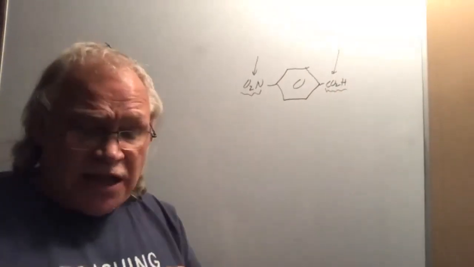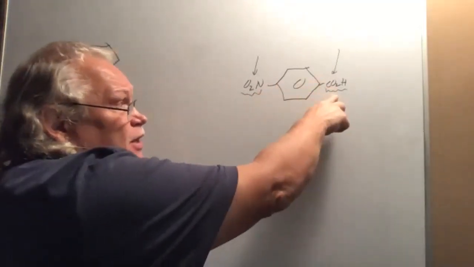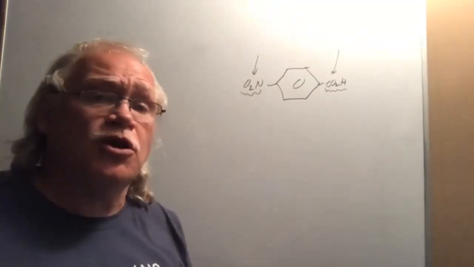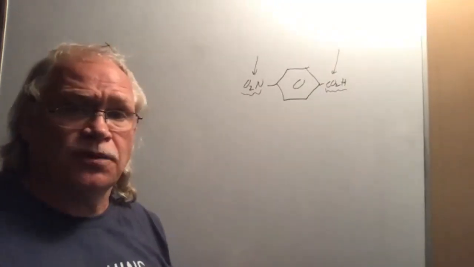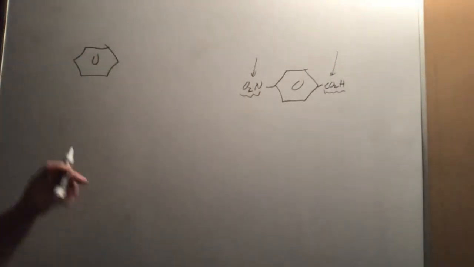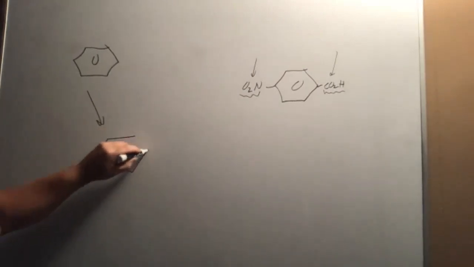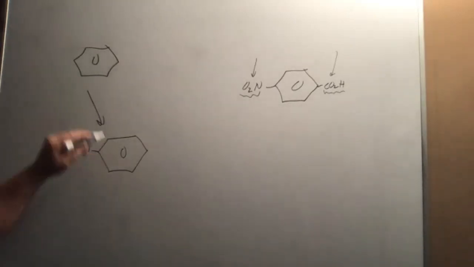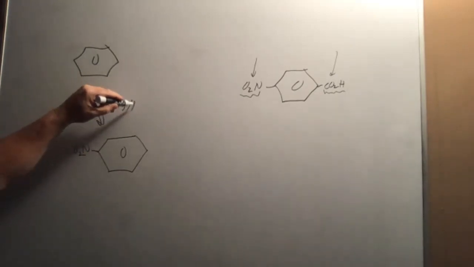So I've got 3 steps in this. 1, put the NO2 group on. 2, put the alkyl group on. And 3, change the alkyl group to the carboxylic acid. So which steps do I do first? Okay, let's see. I want to put the NO2 group on first. So I know how to do that. That's just nitric acid and sulfuric acid.